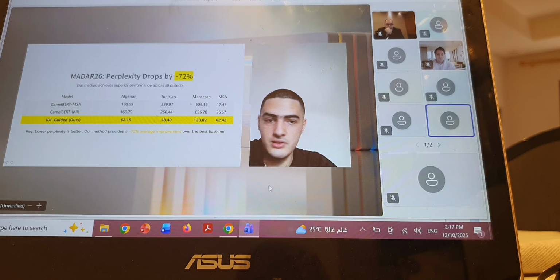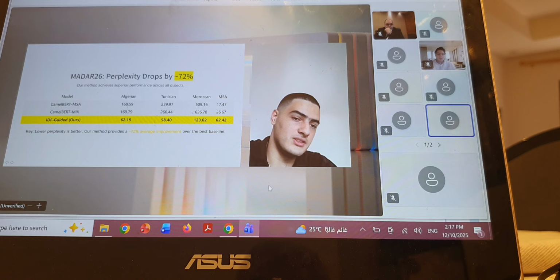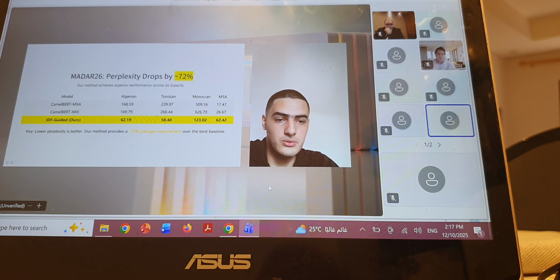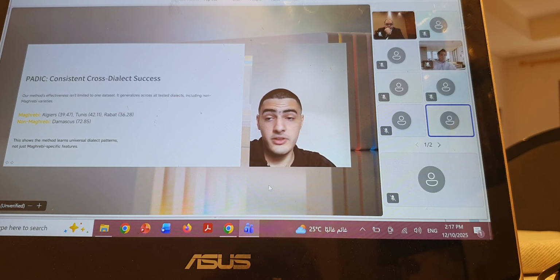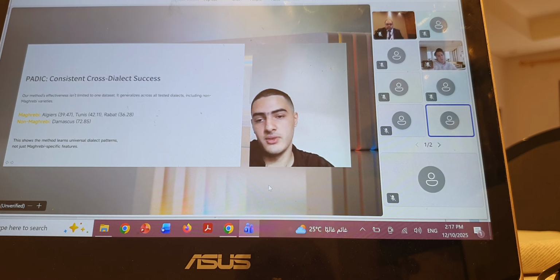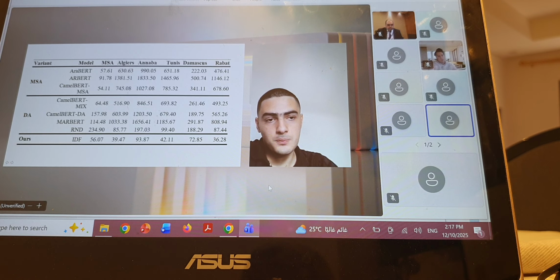It's clear that, for instance, CamelBERT mix has a perplexity on Moroccan of 626.7 compared to ours, 123.2. Also, when it comes to PADIC, our method's effectiveness isn't limited to one dataset. It generalizes across all tested dialects, including non-Maghrebi varieties such as the Damascus dialect, with a 72.95 perplexity. Here are the results compared to MSA and dialectal Arabic models, as you can see.